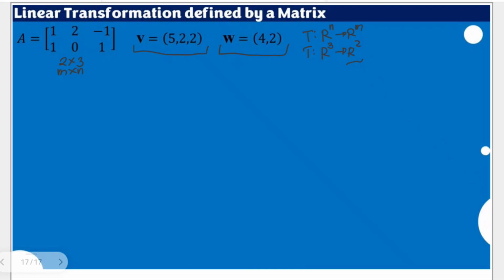To do that, we are going to use this specific form of linear transformation defined by a matrix. The transformation of vector v is equal to the product of matrix A and v. So our v here again is an element of R3. In short, we're going to solve for its image. The image of vector v follows this pattern. We have 1, 2, negative 1, 1, 0, 1, which is our matrix itself.